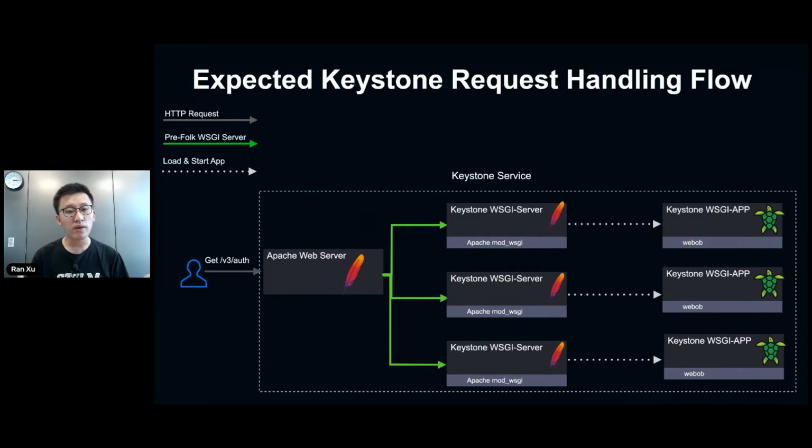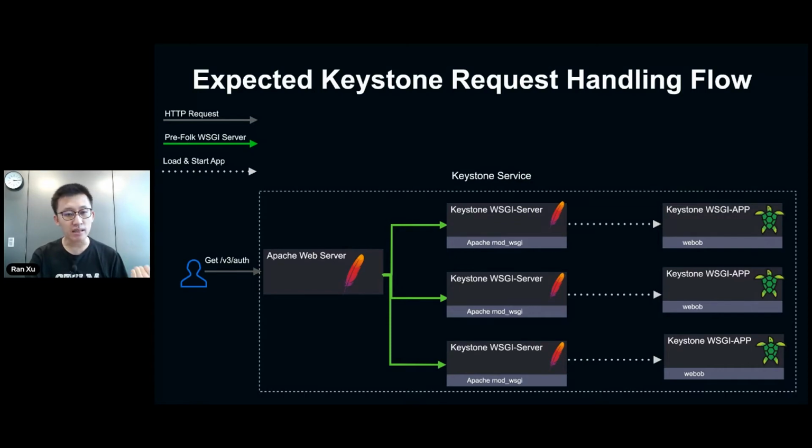So when the token validation or token issue request comes to the Keystone service, it will go to the Keystone WSGI application through this flow and proceed as the corresponding token issue or token validation logic. The related response will be returned through this workflow in the reversed order. So that is the expected behavior I want to introduce about the Keystone request handling.